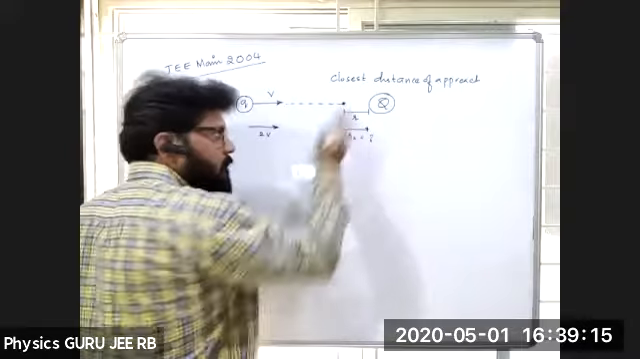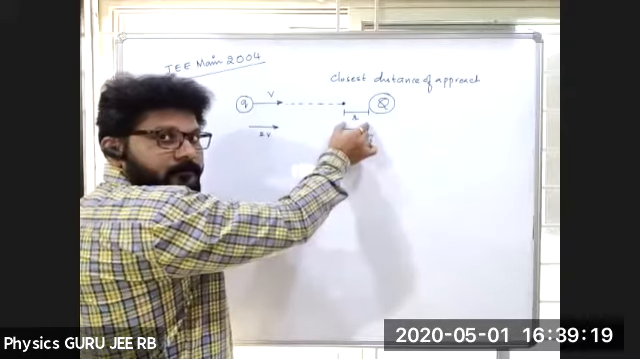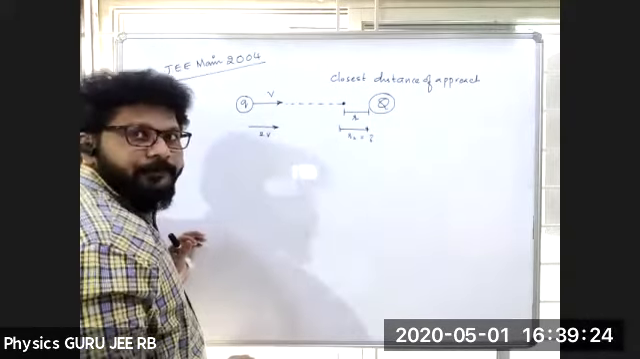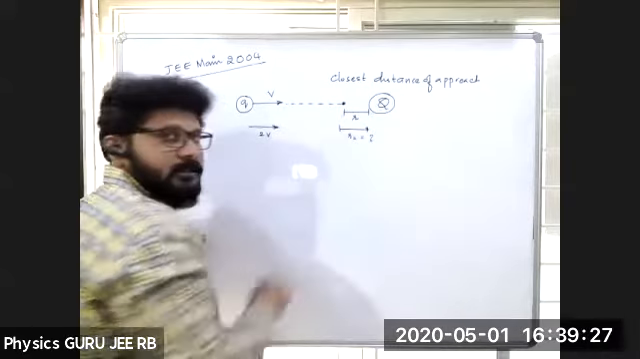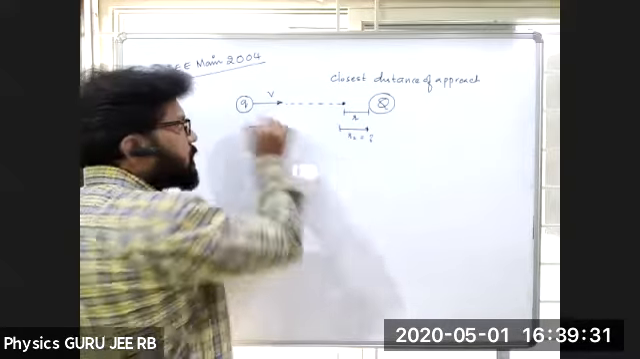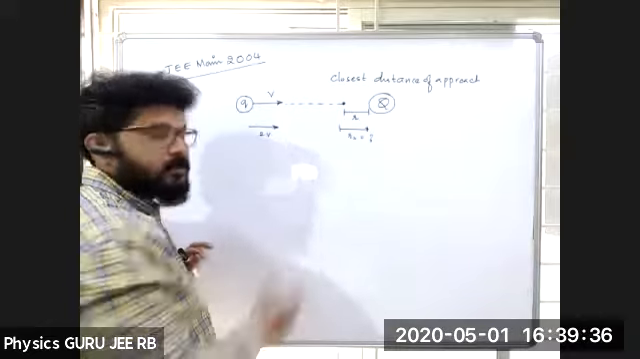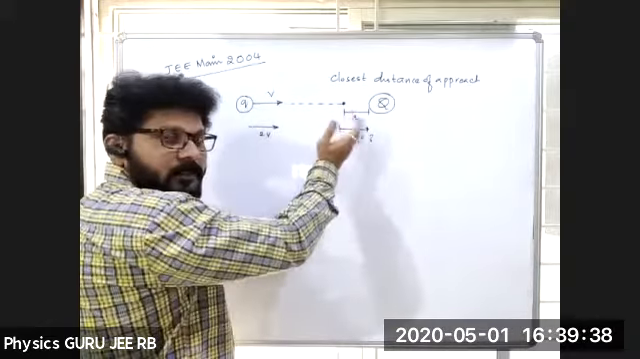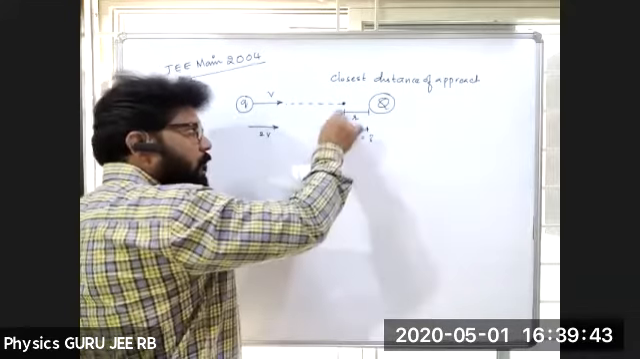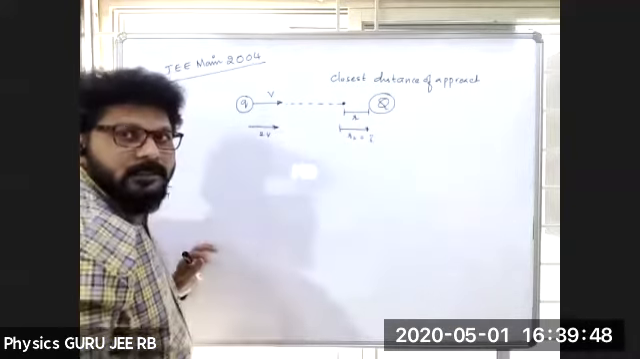After reaching a certain distance, we call it the closest distance of approach. When it reaches that distance, it starts to repel, because this is a positive charge and here also a positive charge, both the same. As it goes closer, it will immediately repel at that point. So what is the distance it can reach, which we call the closest distance?